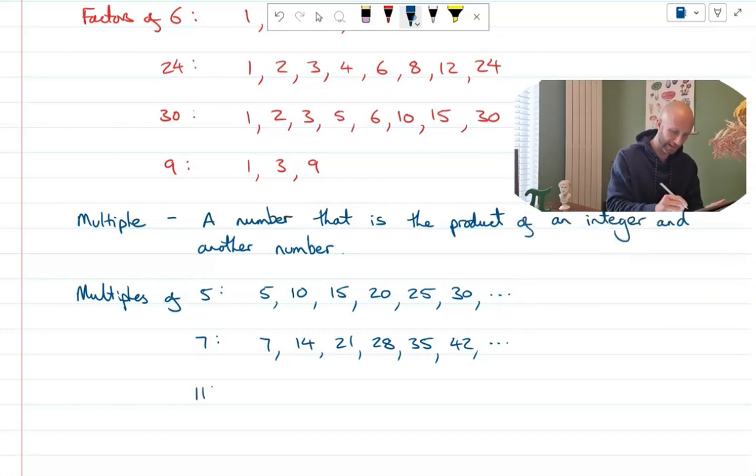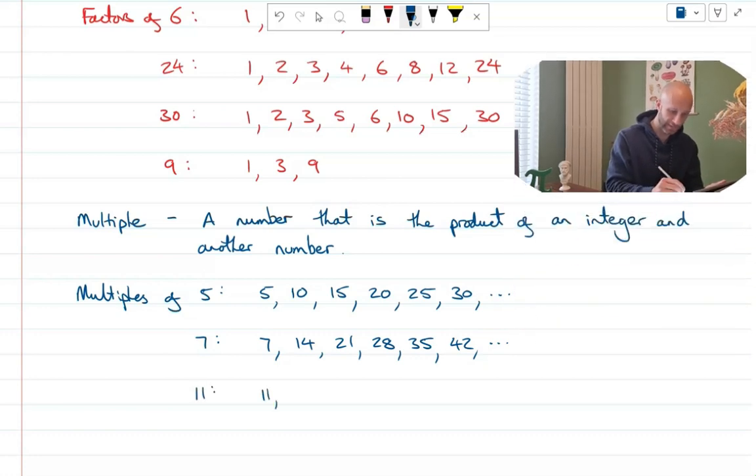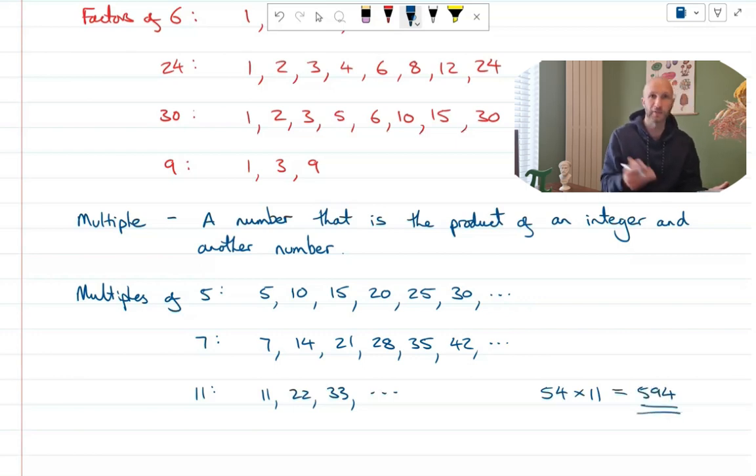And the same with something like 11. So we'd have 11. 2 times 11 is 22. 3 times 11 is 33. And it would carry on forever. Anything you want, you can make a multiple. So if you times 11 by anything, so if you do 54 times 11, a nice easy one, that will end up being a multiple of 11 because I'm multiplying 11 by something, and that's the definition. So this would be 594, which would also be a multiple of 11. If you don't believe me, you can get your calculators out and check.